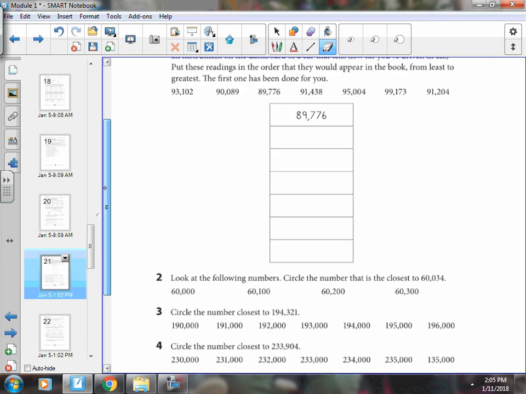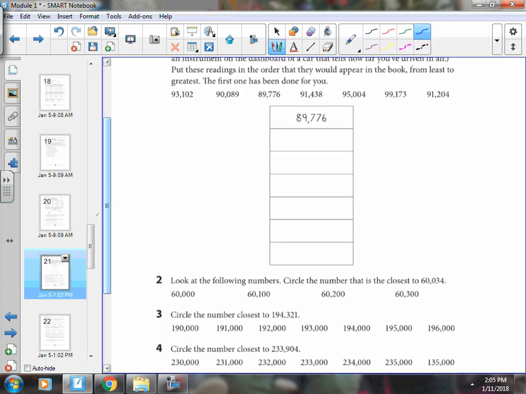We need to put these numbers in order from least to greatest, which is of course from smallest to largest. And the first one has been done for us, 89,776. All of these numbers go up to the 10,000s place. So I'm going to start by just looking at the first two numbers. So we started with 89,000. I know that 90,000 would come next.